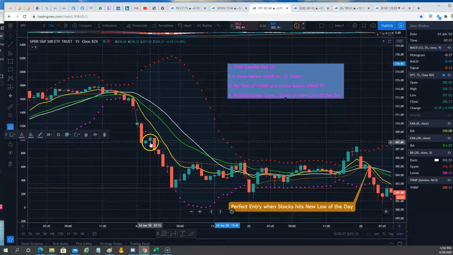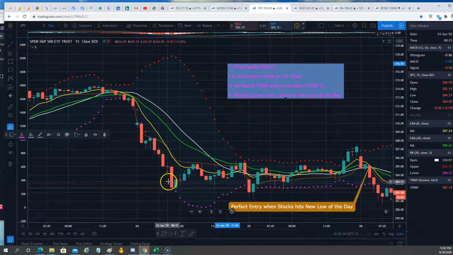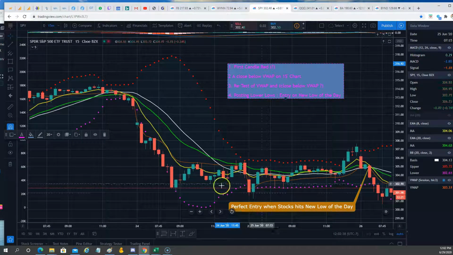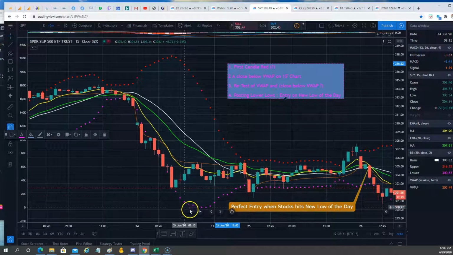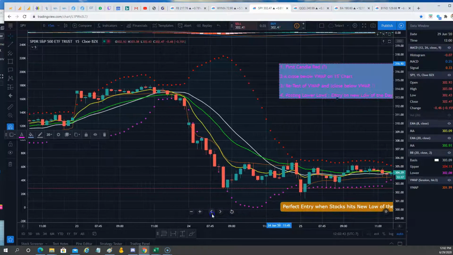So in that case, if you entered on here, you were able to ride SPY from, let's say, the open here at 308 to 302. Because this side we were not interested. We are here below the Bollinger Band. So you take your money and you run.